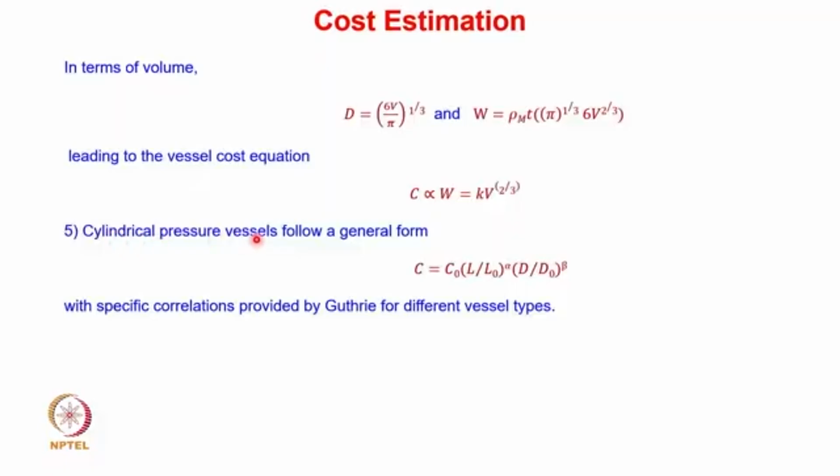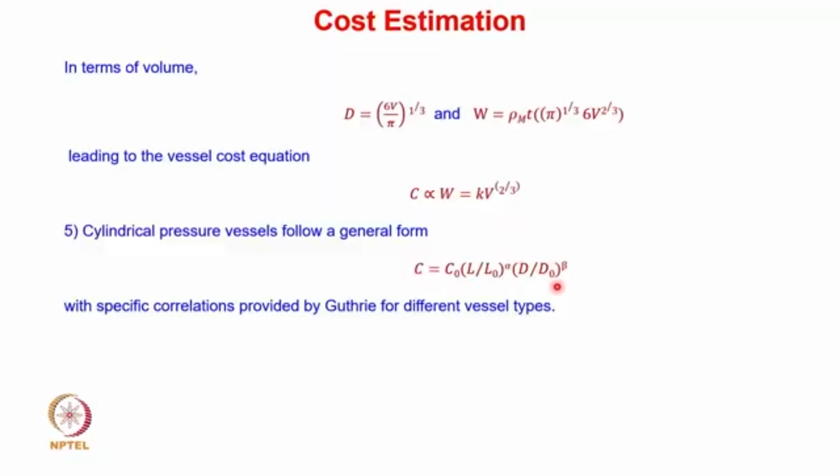If we are having cylindrical pressure vessels, in a cylindrical pressure vessel, both length as well as diameter are important, and therefore the cost is calculated as C naught into L by L naught raised to the power alpha into D by D naught raised to the power beta. Here alpha and beta are the exponents which we can find from the literature. So here L naught and D naught are the base length and base diameter for which the cost is available, but for any other length and diameter, we can calculate the cost by using this particular equation.